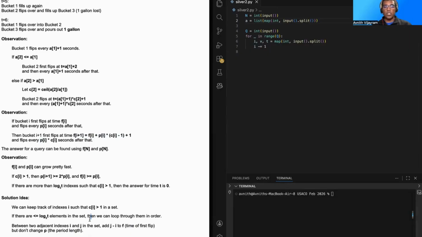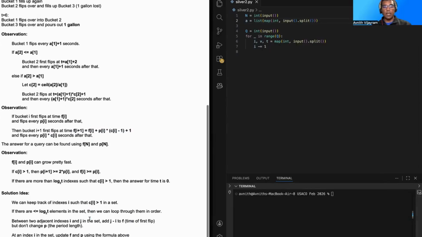And at the end of this process, we will have taken O of log T steps, and we will have computed F of n and P of n, which using this formula, we can find the answer. What this formula is essentially doing is taking t, subtracting the first time that bucket n flips over, dividing that by the period it takes for bucket n to flip after that, and then adding 1 for the first time. And if this is negative, then obviously we can't have a negative answer. So we set it to 0 if it's negative.